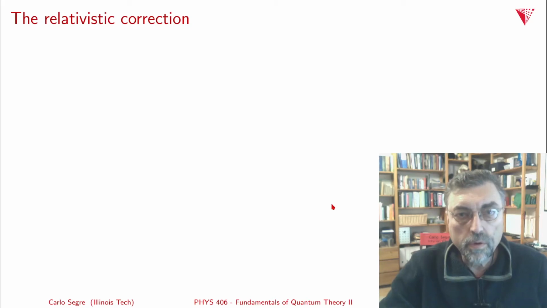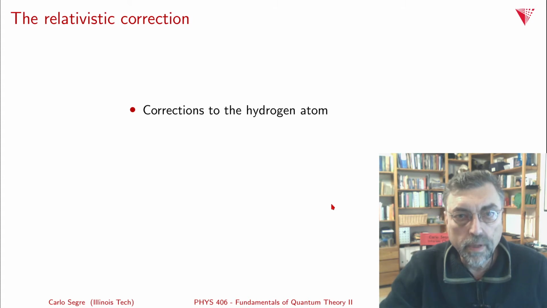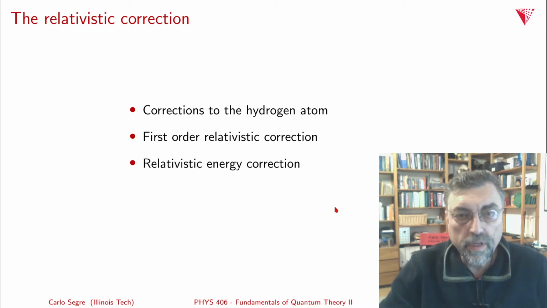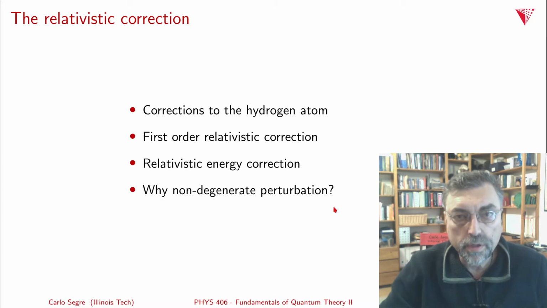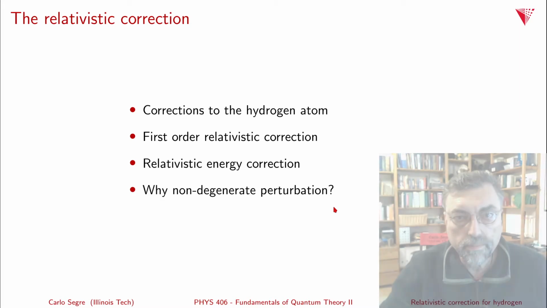In this video, we'll use perturbation theory to compute the relativistic correction for the hydrogen atom. We'll start with talking in general about corrections for the hydrogen atom. And then we'll talk about the first order relativistic correction, then the relativistic energy correction, and finally we'll talk about why we don't use degenerate perturbation theory for this particular case.